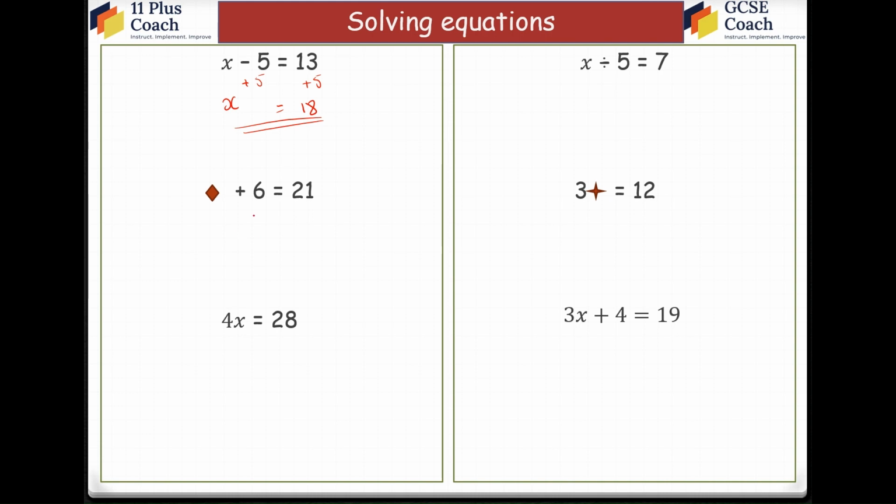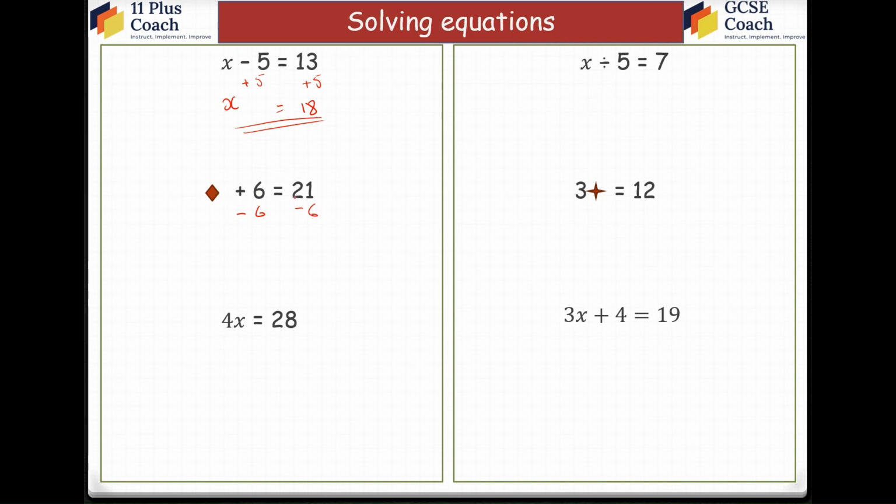Okay, so next question. Let's see if you can do this one before I go through this. So I've got a diamond plus 6 equals 21, or a rhombus, one of those two. Diamond plus 6 equals 21. I need to work out the value for the diamond. Again, you could do the long way, or you could do it this way. I need to remove this plus 6. The inverse of plus 6 is take away 6. I must do minus 6 from the left. I must do minus 6 from the right.